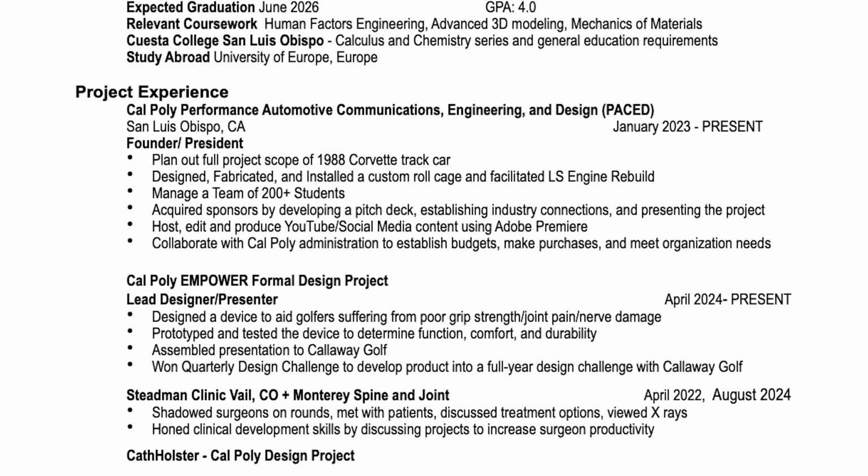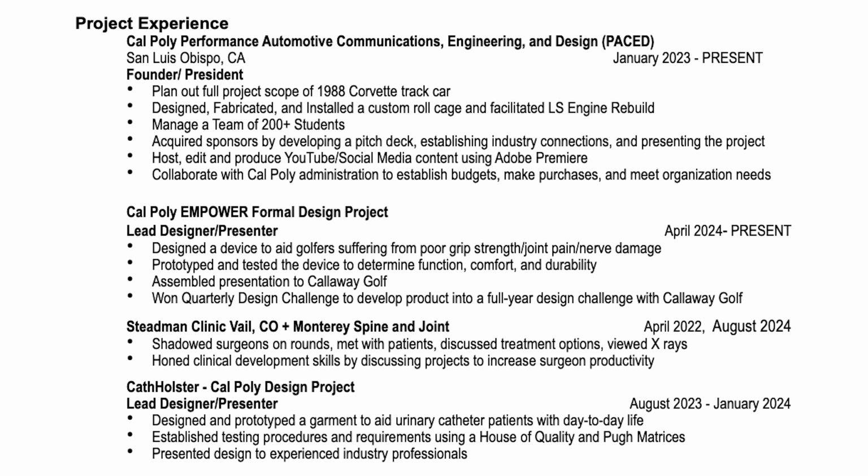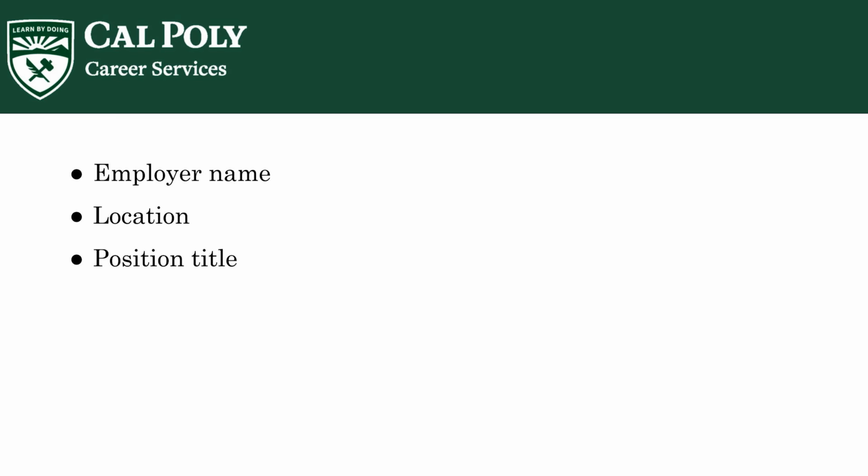The next section is experience. This is the meat and potatoes of your resume. Categorize your resume by themes such as engineering or customer service experience, and then organize your experience reverse chronologically from most recent to least recent. In each entry, you should include employer name, location, position title, and the start and end date of the position.